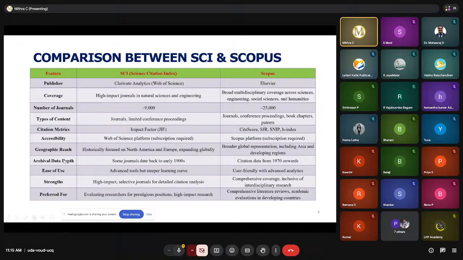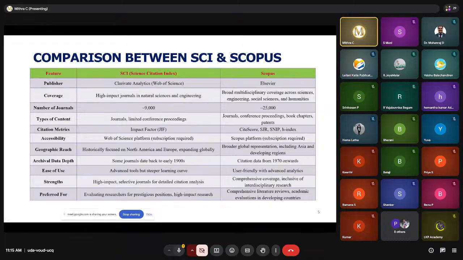And what is archival data depth? Archival data depth is the extent of historical data available in the database or platform. It is how far back the database stores information and provides records of publications or citations, the time span for which data has been stored, for example, from 1960. Here some journals date back to the early 1900s, and the Scopus data starts from 1970 onwards.